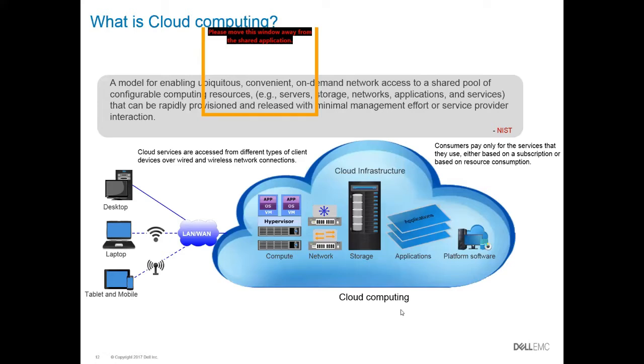So what is cloud computing? Let's take a very formal definition, provided by NIST, the National Institute of Standards and Technology, an organization in the US. It says it's a model for enabling ubiquitous, convenient, and on-demand network access. Ubiquitous means it is available everywhere, it is convenient, easy to use, and it is on demand. On demand means as soon as you need a service, it is there for you. You don't need to wait for it to be provisioned.